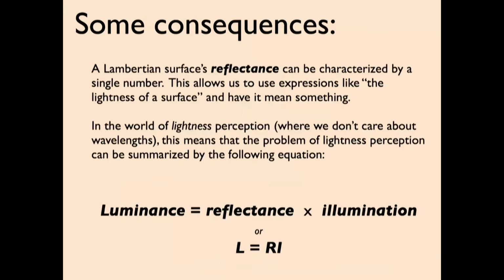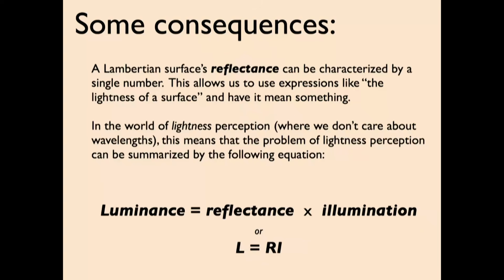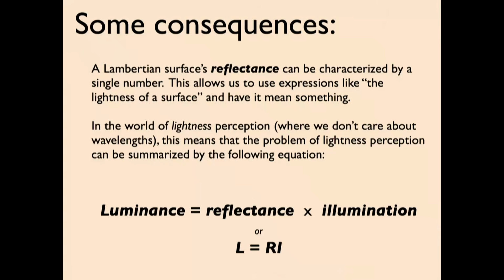That turns out to be important because a Lambertian surface's reflectance can be characterized by just one number, which is the proportion of light that gets reflected. This allows us to refer to the lightness of a surface and have that carry some meaning. So in the world of lightness perception, which is what we're talking about in this lecture, where we don't care about wavelength, the problem of lightness perception or reflectance estimation can be summarized by this equation.